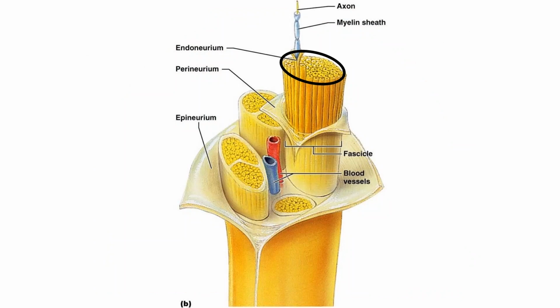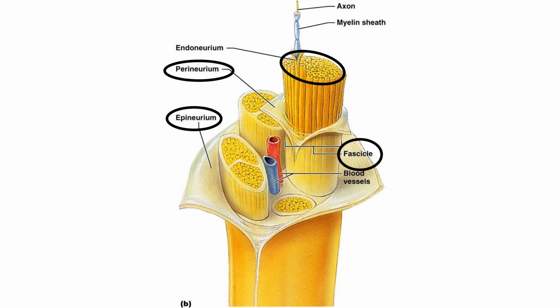This is an image of a peripheral nerve. Now, the peripheral nerve is covered overall by connective tissue, which is called epineurium. Now, in what way are the axons arranged in a peripheral nerve? The answer is in the form of fascicles. What is a fascicle? A fascicle is a bunch of axons. So this bunch of axons is called a fascicle, and this fascicle is covered by its own connective tissue called the perineurium. Connective tissue that covers a group of axons is the perineurium.